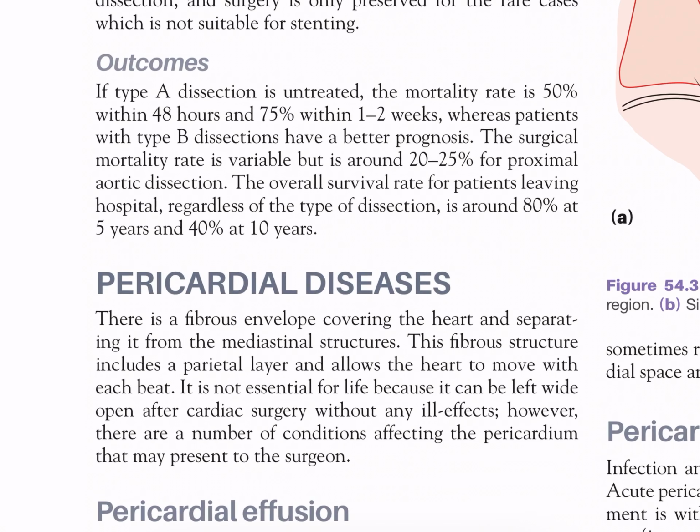Outcomes: if type A dissection is untreated, the mortality is 50% within 48 hours and 75% within 1 to 2 weeks, whereas patients with type B dissections have a better prognosis. The surgical mortality rate is variable but is around 20 to 25% for proximal aortic dissection. The overall survival rate for patients leaving hospital, regardless of the type of dissection, is around 80% at 5 years and 40% at 10 years.